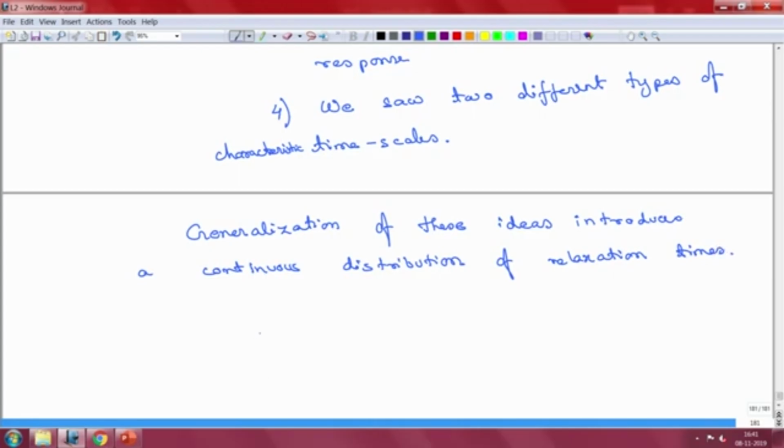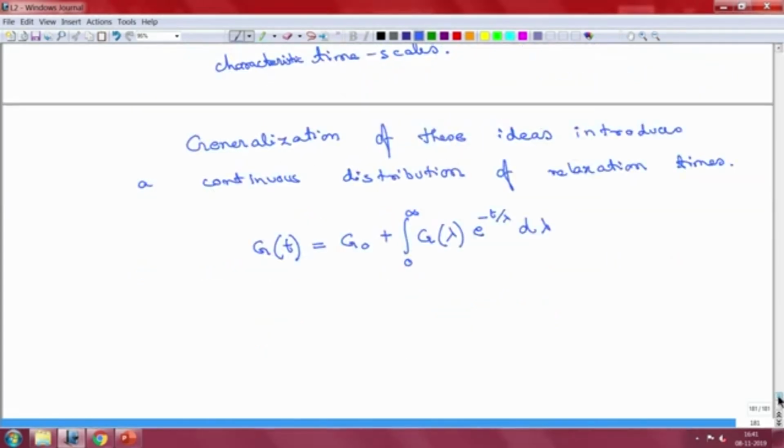Okay. And in that kind of situation, you will write g(t) as some g naught plus the integral from 0 to infinity of some other function g(lambda) e to the power minus t by lambda d lambda. Please note that this is a different function. And in this case, g(lambda) is also called the distribution of relaxation functions.